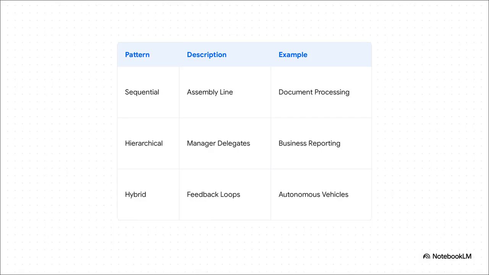So how do these agents actually work together? Well, there are 3 main ways. The first is sequential, which is basically an assembly line. One agent does its part and passes the work to the next. Then there's hierarchical, where you have a manager agent that delegates smaller tasks to specialist agents. And finally, hybrid systems, which mix and match these with feedback loops. And that's what you need for really complex stuff, like self-driving cars.